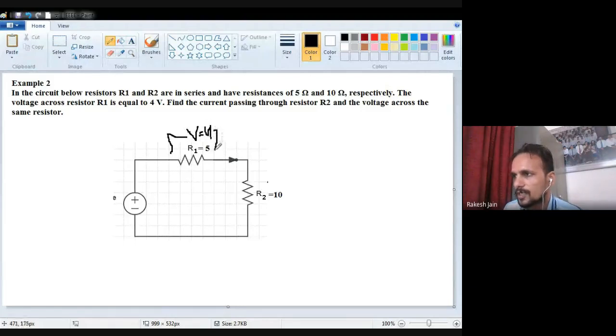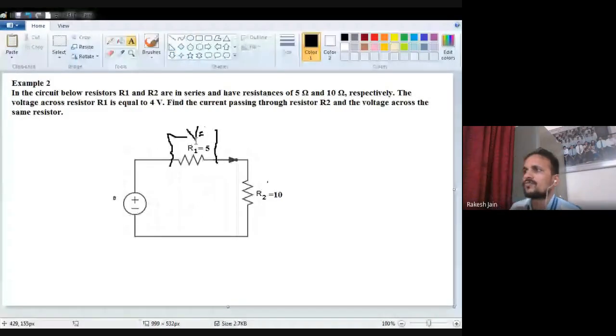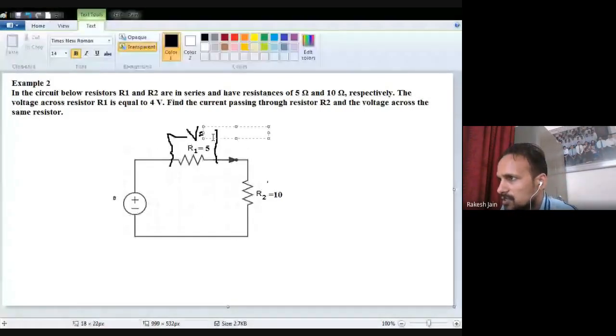Across these two terminals of this resistor. Across means across the two terminals of the resistor. It is given that V is equal to 4. If it is not clear in front of you, I will remove this numeric 4 and write it again very carefully. So V is equal to 4 across the two terminals of the resistor.